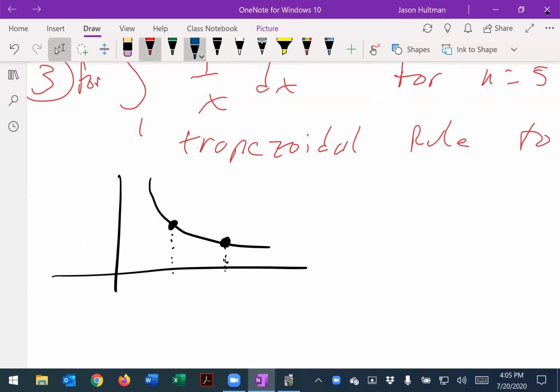I want n equals 5, so we've got to have 5 subdivisions here. 1, 2, 3, 4, and 5. Whoops, those aren't spaced evenly. Let's get rid of that and erase it. Try to space these a little bit nicer. 1, 2, 3, 4. Okay, that's better.